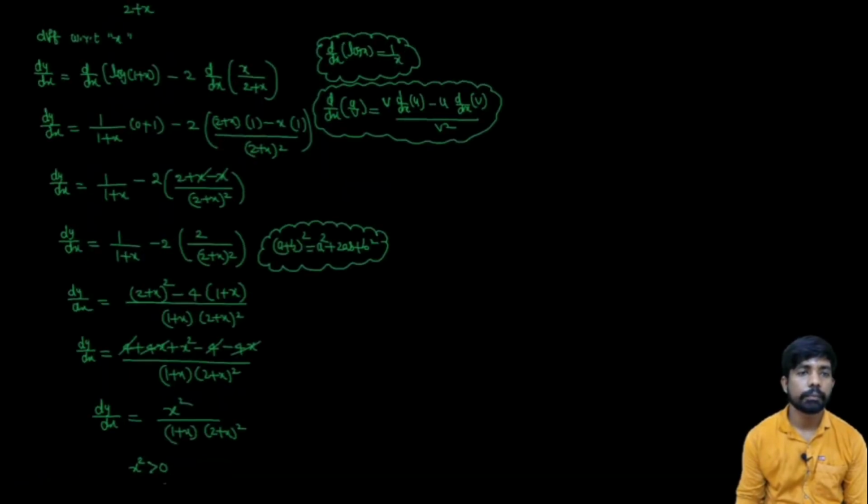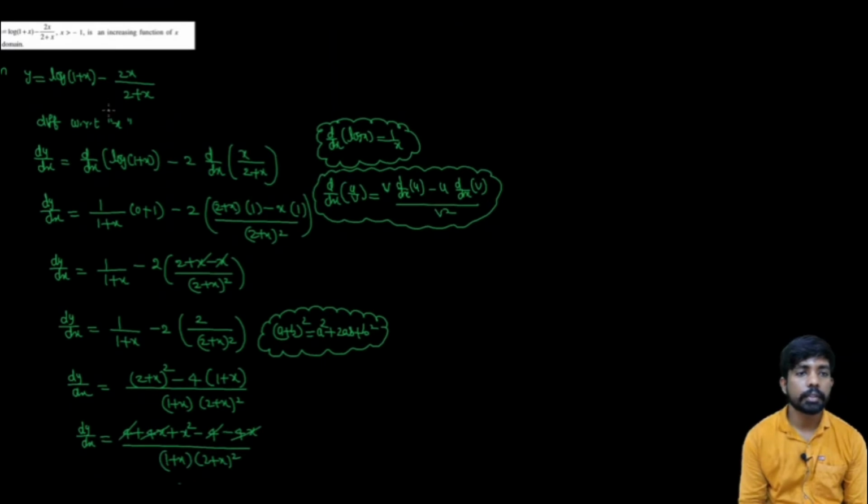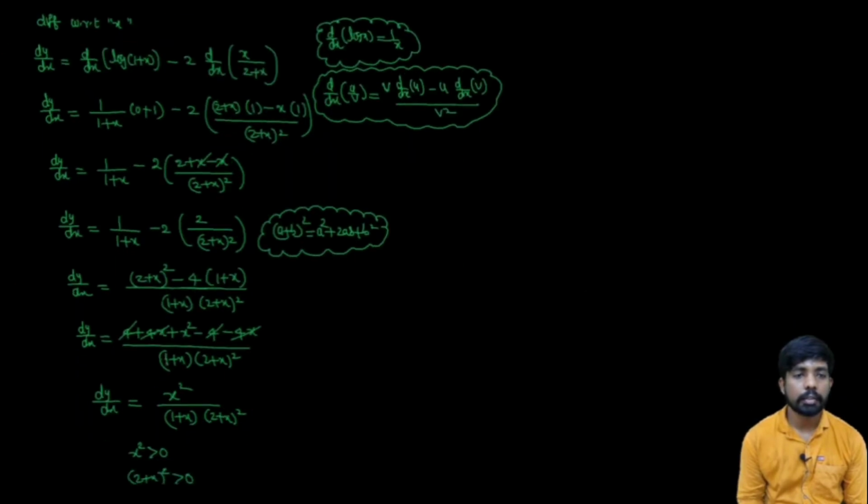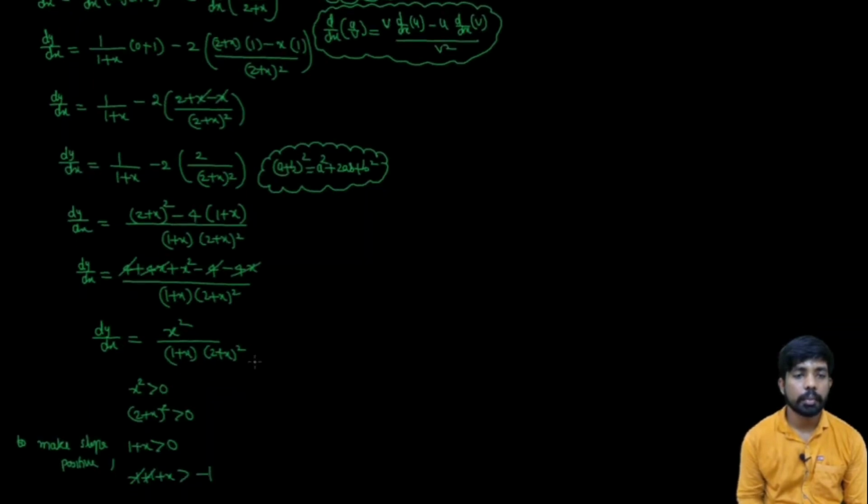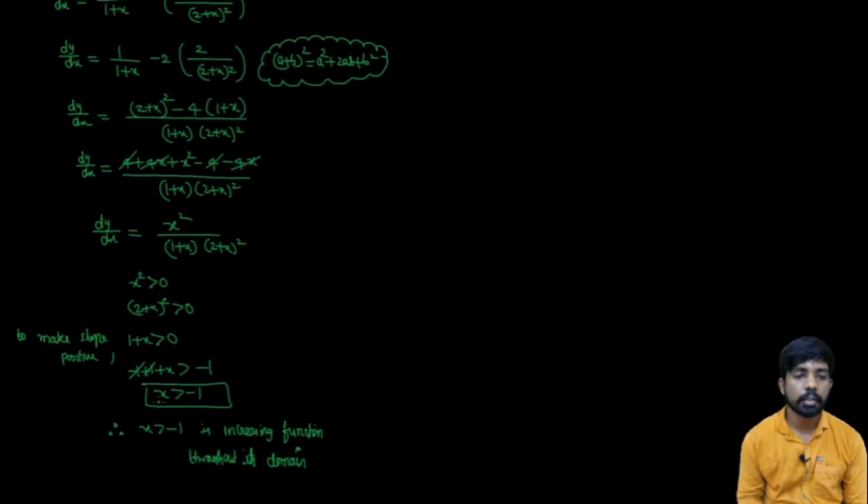Once again, given question, differentiate the function. We got the result, and we got the result x square by 1 plus x into 2 plus x whole square. So x square means positive, 2 plus x is also positive, whole square is there. So 1 plus x needs to be positive in order to get slope positive. So in order to make it positive, we are making 1 plus x greater than 0. Therefore greater than 0 means we can get x greater than minus 1, an increasing function throughout its domain. That's all. This is the proving part, hence we are done.